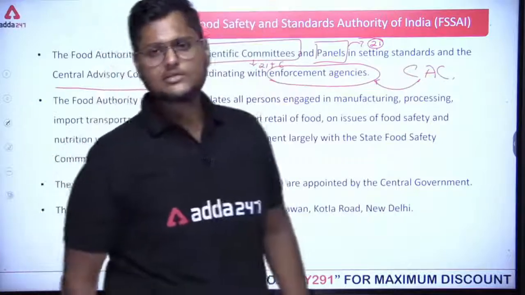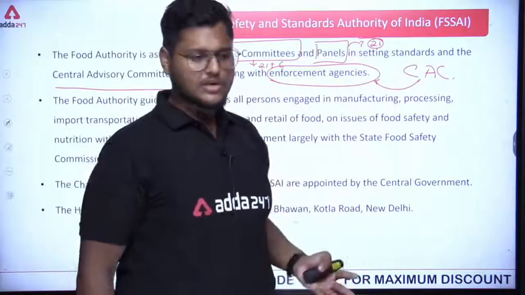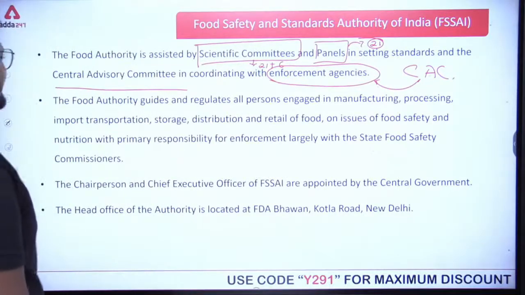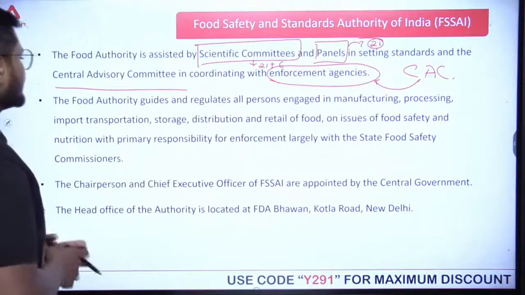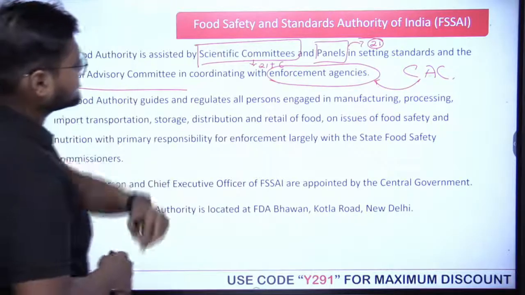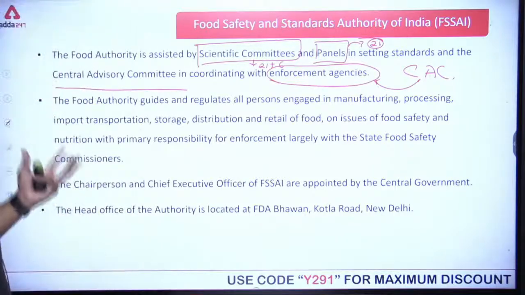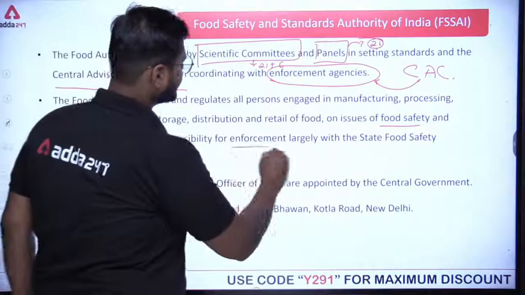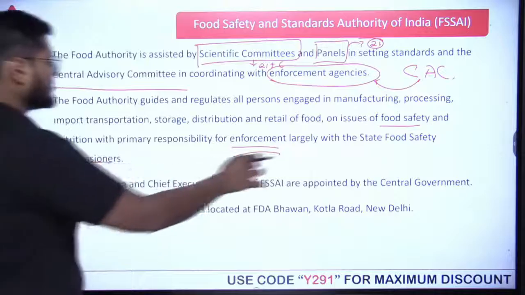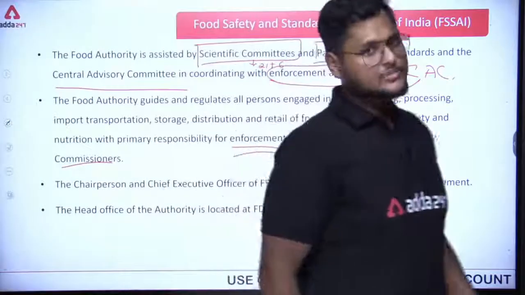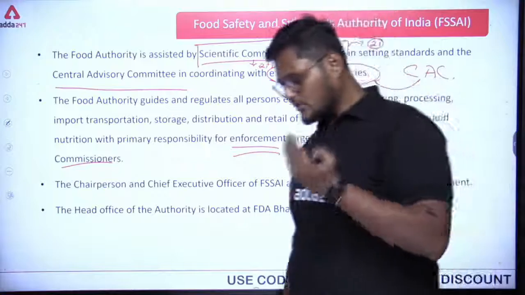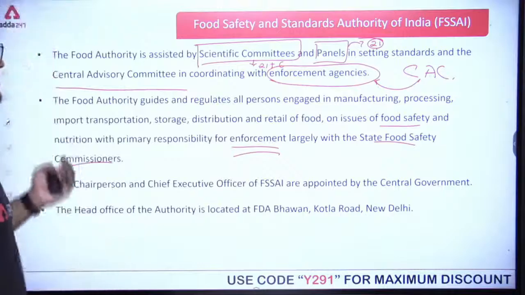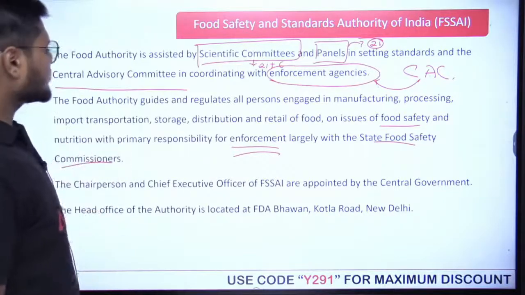Now, over the enforcement agencies here, we have the state food authority and the state food commissioners. Next, the Food Authority guides and regulates all persons engaged in, again those 5 important points: manufacturing, process, import, transportation, storage, distribution and retail of food on issues of food safety and nutrition, with primary responsibility for enforcement largely with the state food safety commissioners. So all the responsibility regarding food safety rests with the Food Authority here.